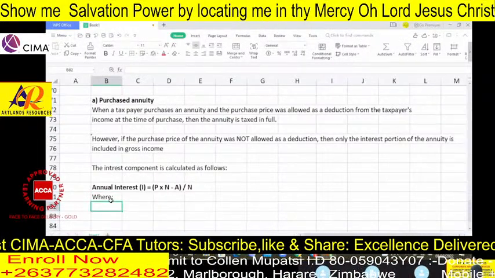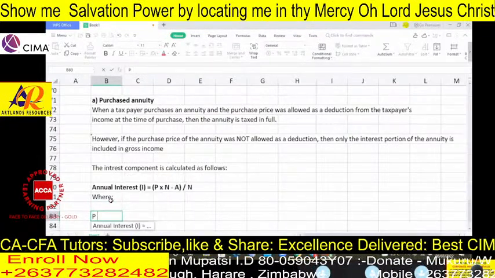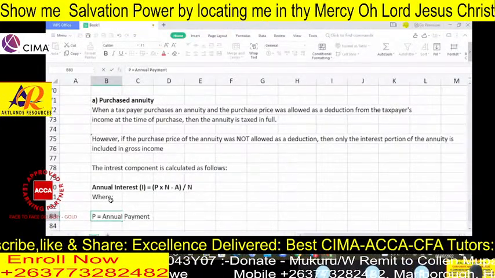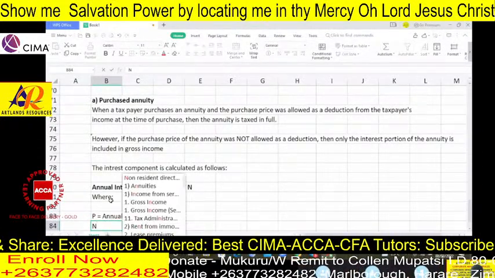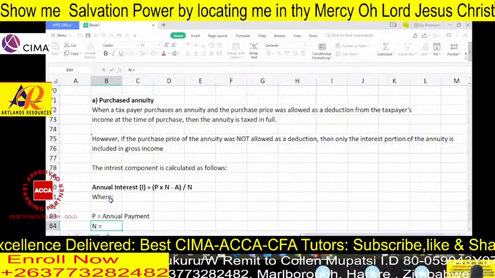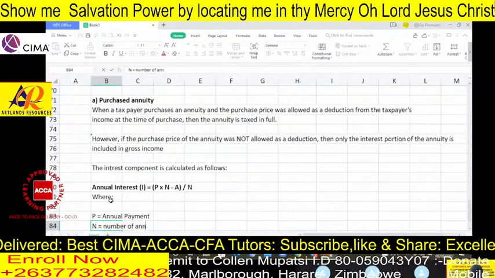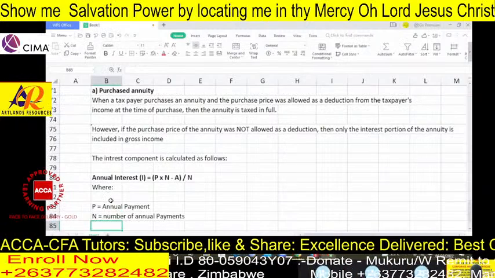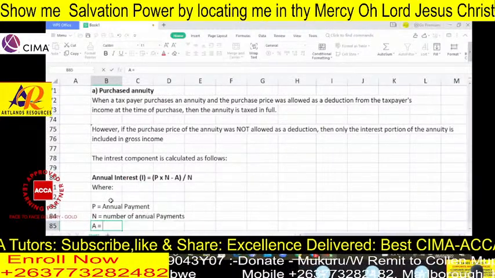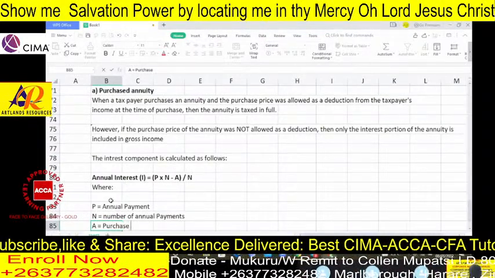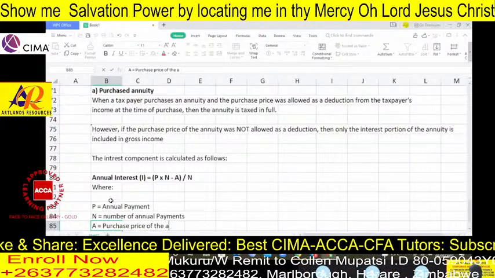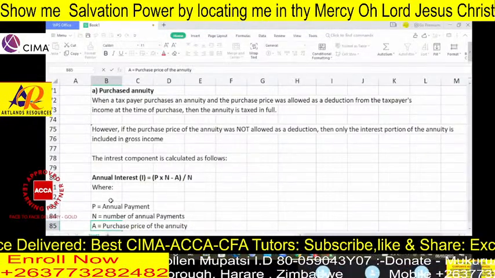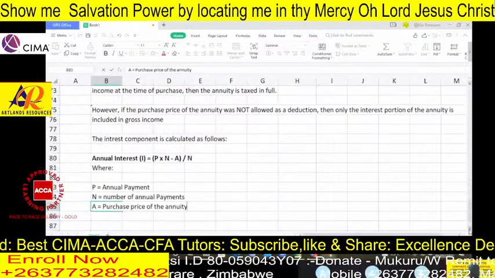Where P is the annual payment, and N is the number of annual payments, and A is the purchase price of the annuity. That's your A there. So if you want to go by this, let me give you an example.